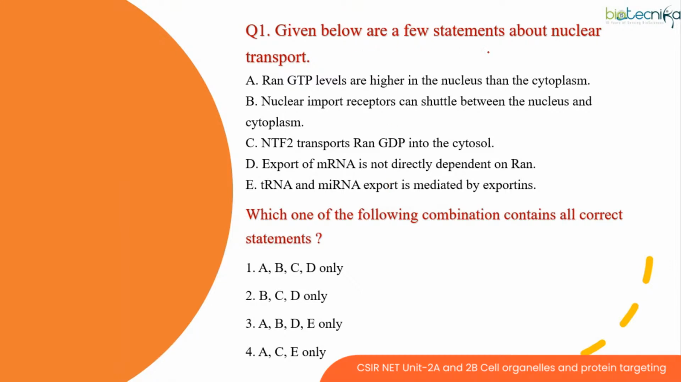Given below are a few statements about nuclear transport. RAN-GTP levels are higher in the nucleus than the cytoplasm. Nuclear import receptors can shuttle between the nucleus and cytoplasm. NTF2 transports RAN-GDP into the cytoplasm. Export of mRNA is not directly dependent on RAN. tRNA and microRNA export is mediated by exportins. Now you have to identify the correct combination of statements among the given options. Find out.